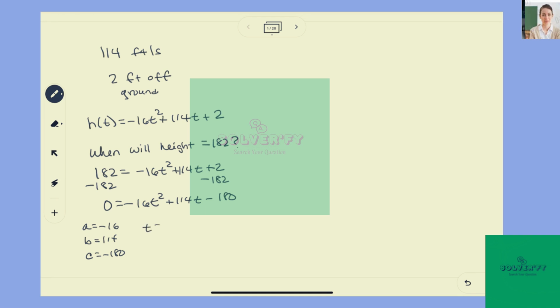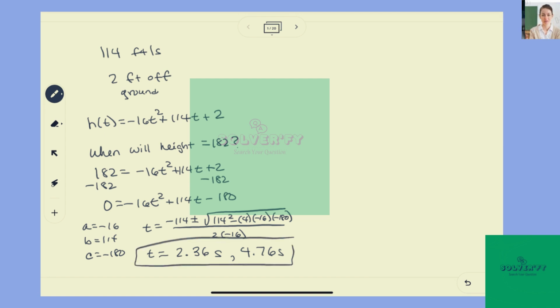Opposite of B, plus or minus the square root of B squared minus 4 times A times C, the whole thing over 2A. Grab your calculator. You're going to get 2 times: 2.36 seconds and 4.76 seconds. You might be wondering, how does that work?